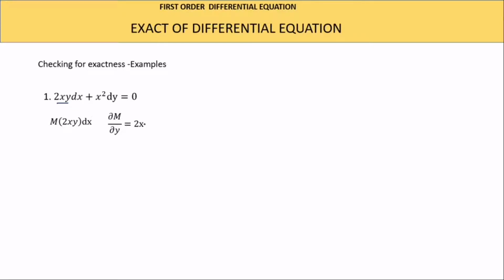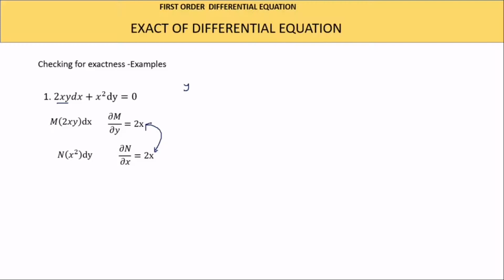The reason why it is 2x here is because when you differentiate y, you get 1, and 1 times the constant, which is 2x, gives you 2x. Yes. And let's check the second one. With the second one, when you differentiate it with respect to x, you get 2x. So this differential equation is an exact equation, or it qualifies to be exact, because when you differentiate them partially, they have the same answer. So it means that it is exact, right?